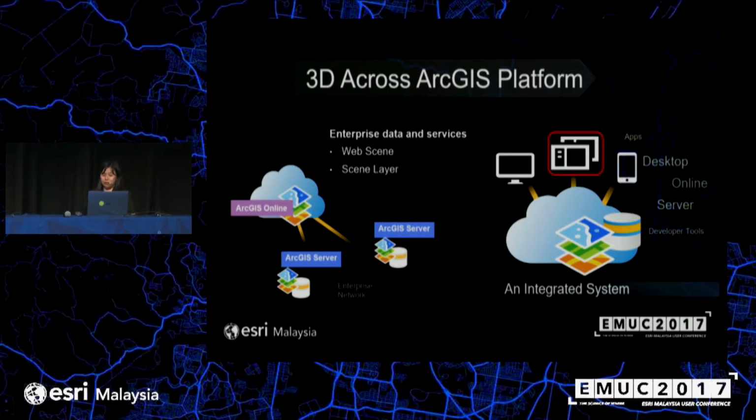Talk about service, we have two types of service that you can share. One is ArcGIS Online, the other one is ArcGIS Server. ArcGIS Online is a content and service for users to share ideas in 2D and 3D, whereas ArcGIS Server is a scalable 2D or 3D enterprise content distribution and geoprocessing.